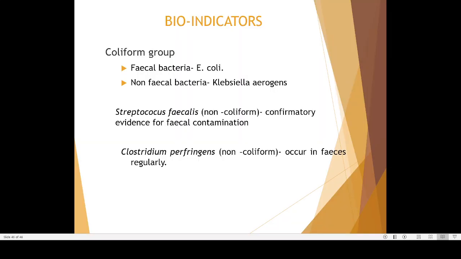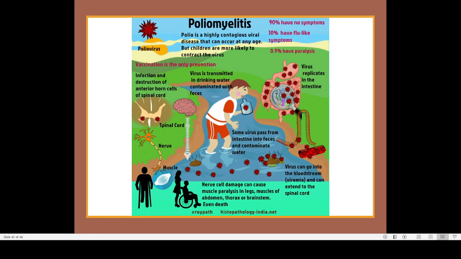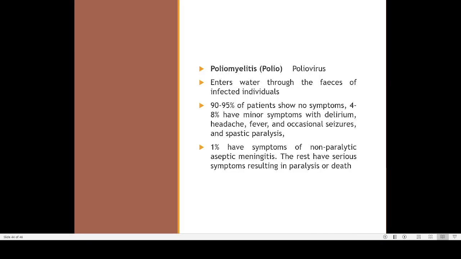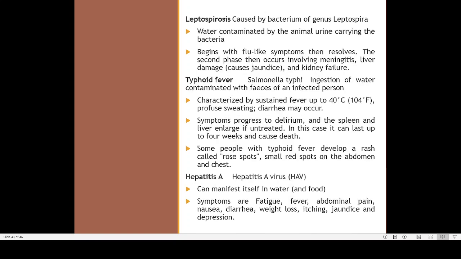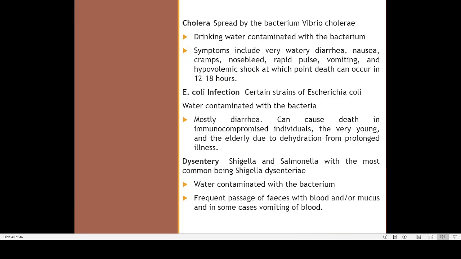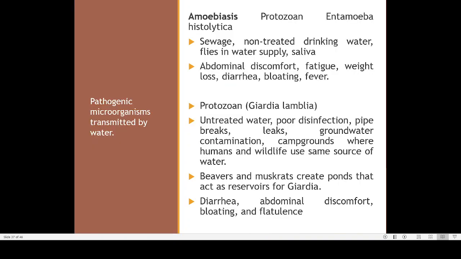In the next class we will go to another area, bioindicators. So today we will limit ourselves to this one. There are different types of waterborne disease: polio, hepatitis, typhoid fever, leptospirosis, cholera, E. coli infection, dysentery, amoebiasis and protozoa.